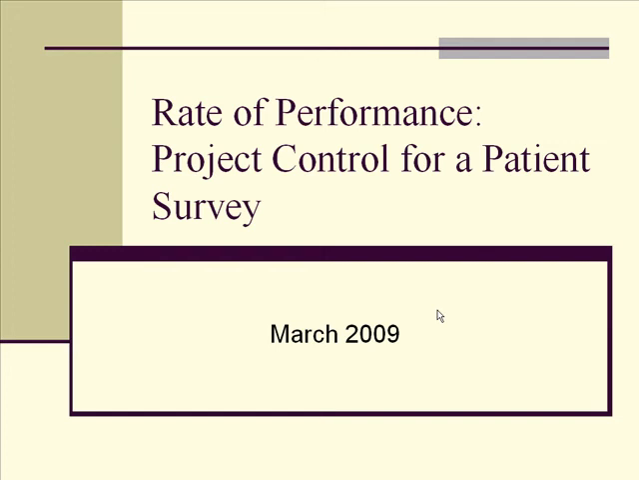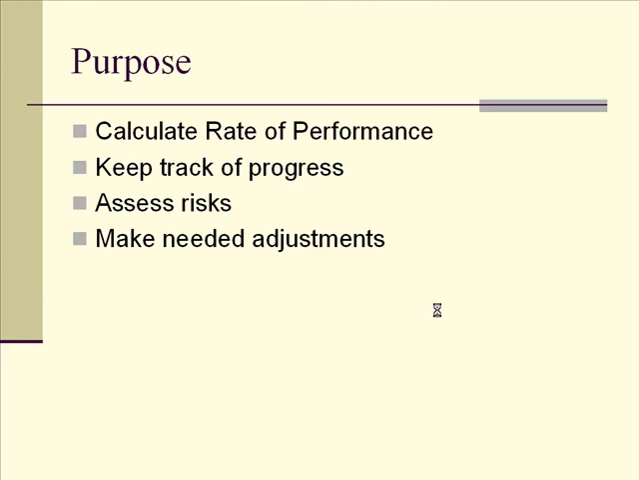This is a presentation on how to use Project Control to monitor project duration and cost with an emphasis on rate of performance. In this presentation, we will calculate the rate of performance. Also, we will determine the estimated time and budget at project completion. The purpose is really to allow project managers to monitor project outcomes and associated risks.